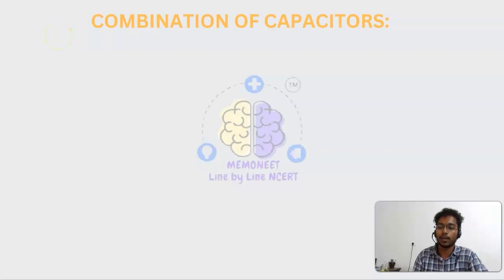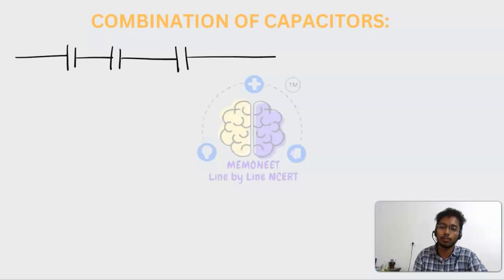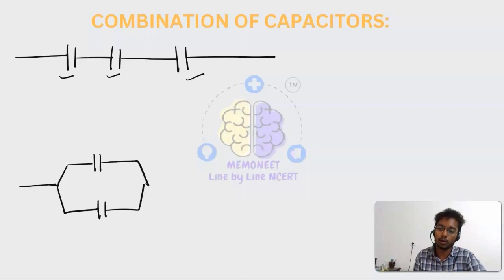Combination of capacitors, let's say we have a series combination of capacitors. We have two types of combination, series combination and parallel combination. Series combination is the one when the capacitors are joined end to end, one capacitor after another. But parallel combination is one in which all the capacitors are joined to only two points. Okay, like this, all the capacitors are joined to the two single points.